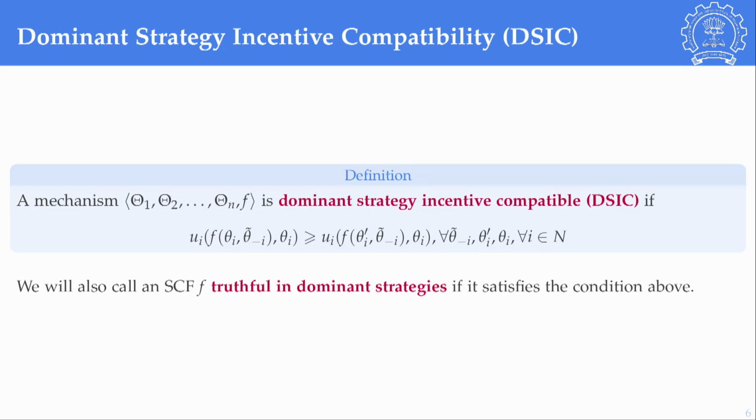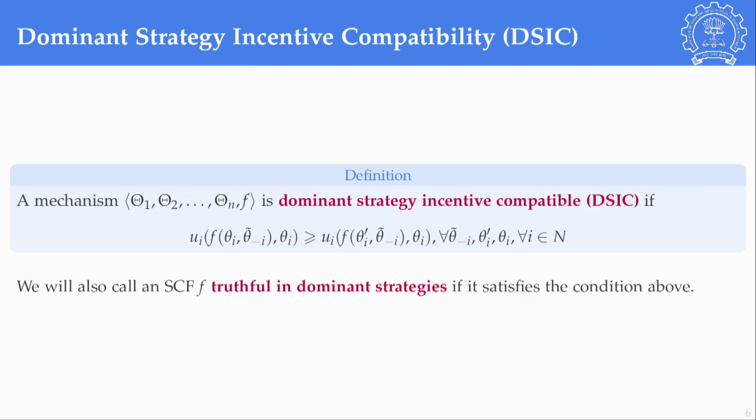What this is saying, and notice these qualifiers again, is that in this world the strategies are their types. So, they can report their true type, they can report something else. For every type reported by the other agents, they might be truthful, they might be misreporting, just like the example that we saw in the auction. When you report truthfully, you get at least as much utility as any other utility that you can possibly get by misreporting. So, this is true for every theta minus i tilde, theta i prime, and also for theta i.